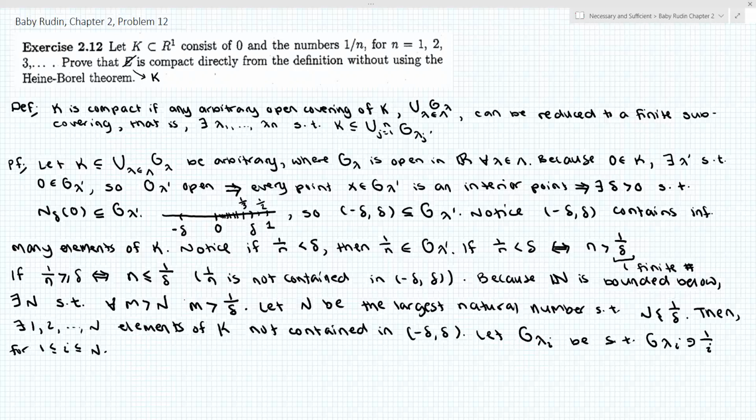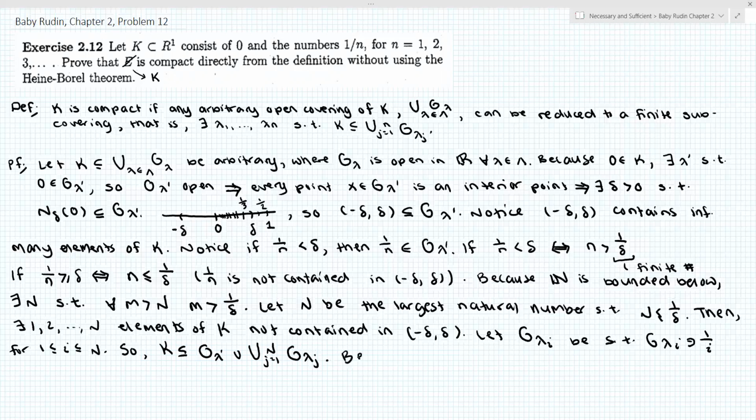So now we've considered two cases. We've considered what happens if I have an element of K that's less than delta, and I know that that set of elements can be covered by O lambda prime. What happens if I have an element of K that's outside of the interval negative delta to delta? Well, I've picked finitely many open sets from my original covering that can cover those points. So K can be written as a subset of O lambda prime union, big union from J equals 1 to capital N of O lambda J.